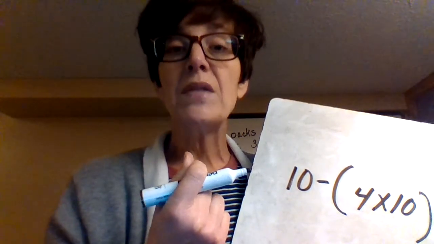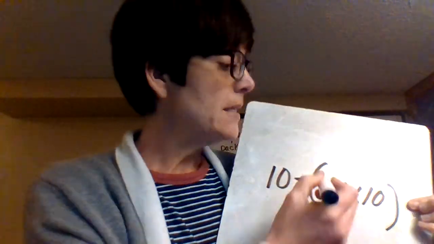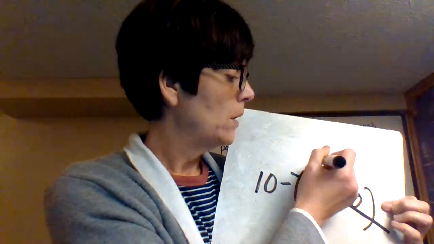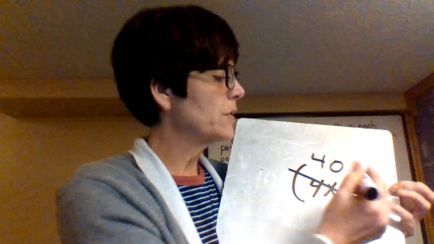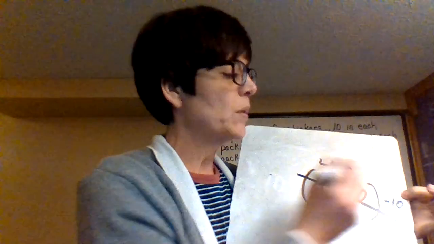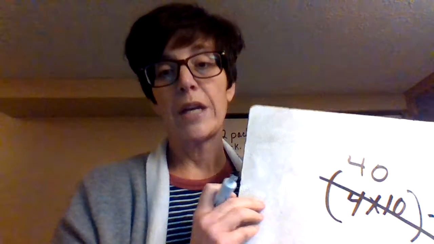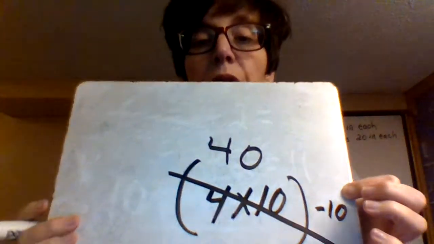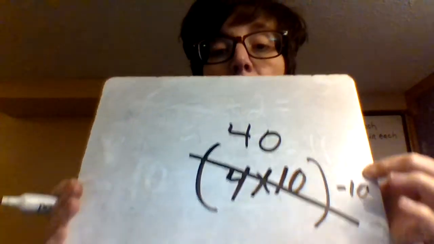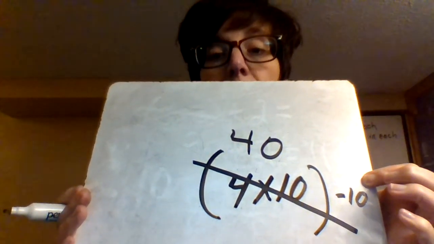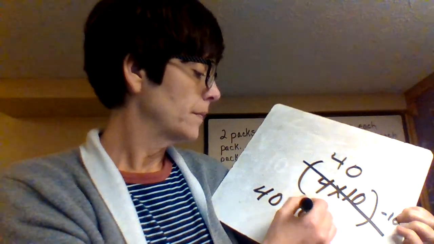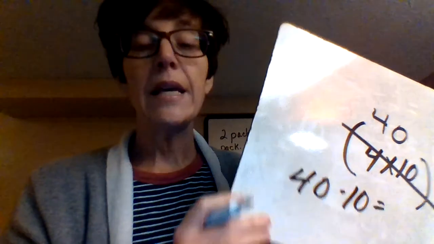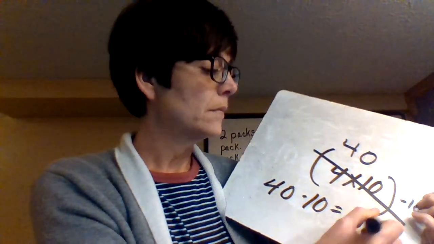So 4 groups of 10 is 40. Whoops, we need to have this 10 over here. Sorry. Minus 10, because we can't do 10 minus 40, can we? So let's move our 10 over on the other side. So 40 minus 10. 40 minus 10 equals 30.